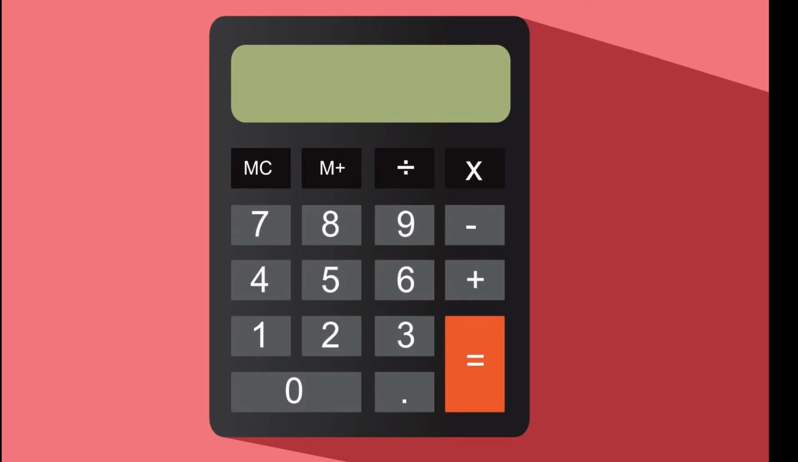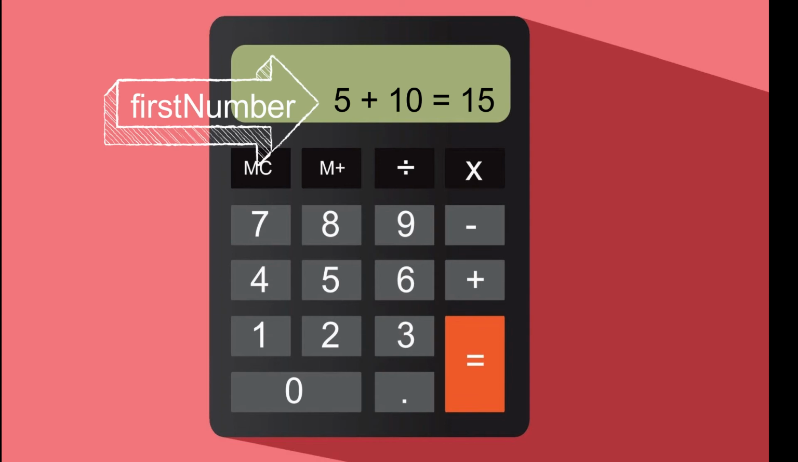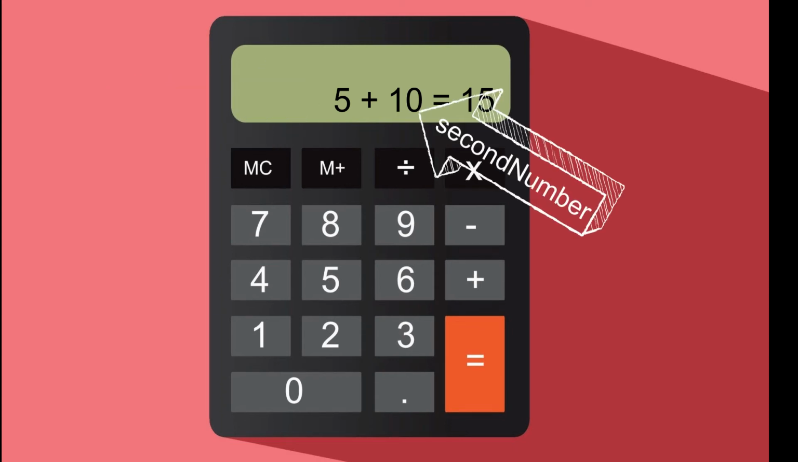We all have used a calculator. We know how to perform simple operations on that. Suppose we added two numbers, say 5 and 10. When the equal sign is pressed, we get the result. In Java, we have containers to hold values. For example, let's call 5 the first number and 10 the second number.